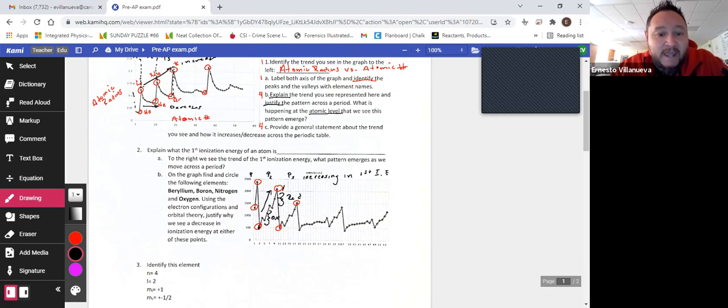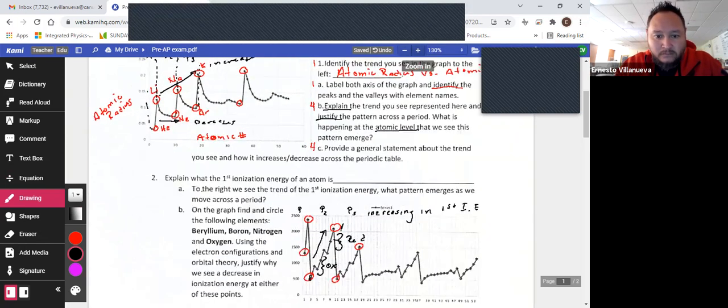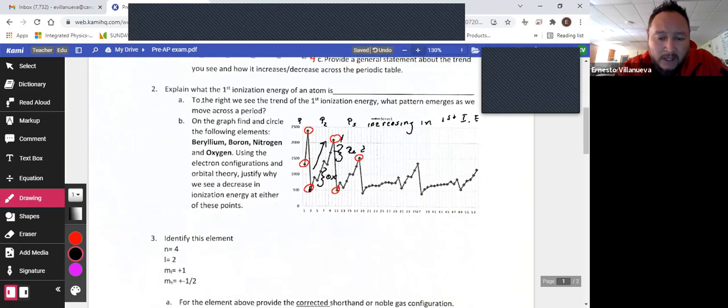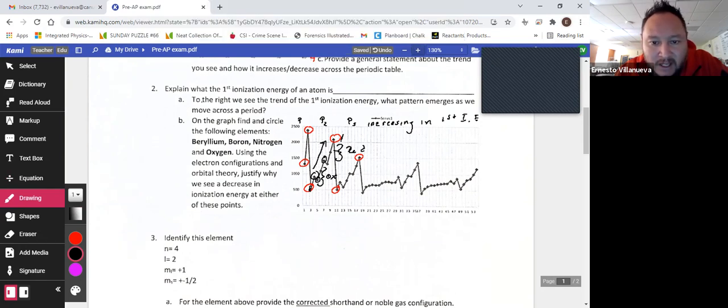All right, 2A, on the graph, find and circle the following elements. So beryllium and nitrogen. So let me get my circle here, beryllium. Can I zoom in here? Let me see if I can zoom in here a little bit. There we go. Okay, so here's beryllium. Okay, and here is boron. All right, here is nitrogen, and here is oxygen.